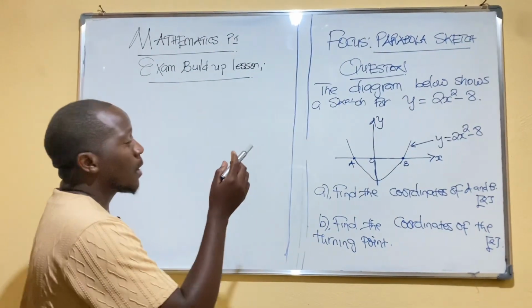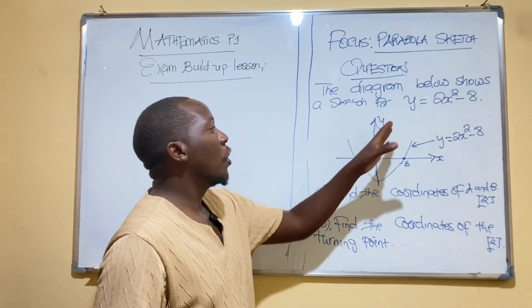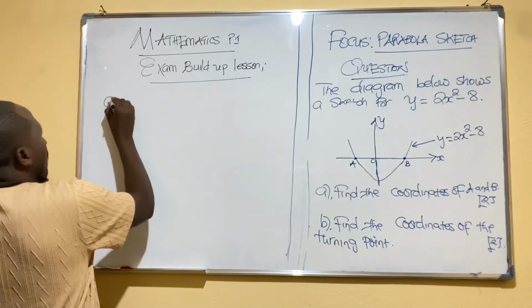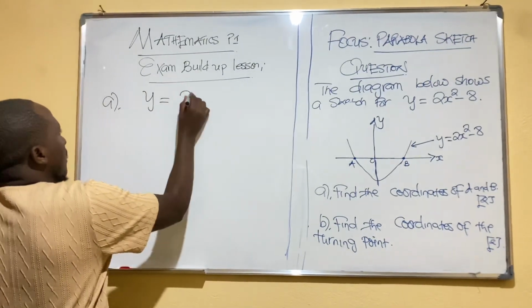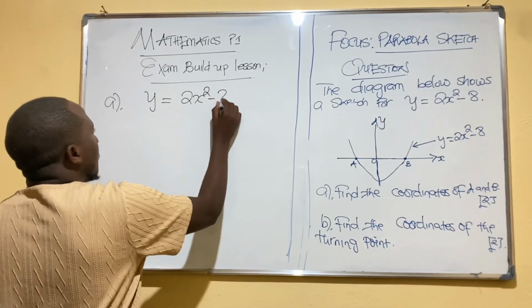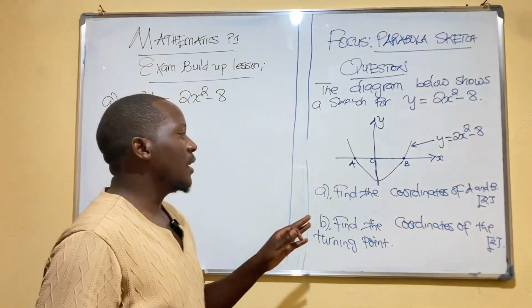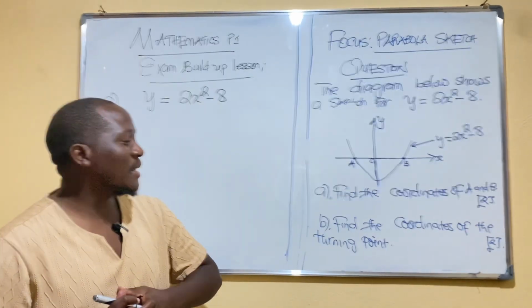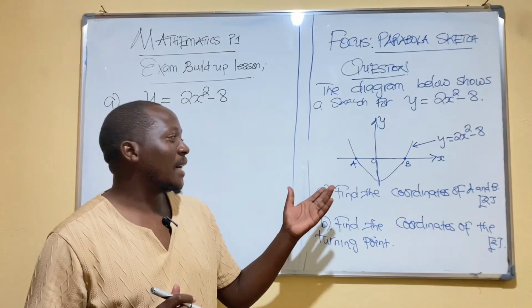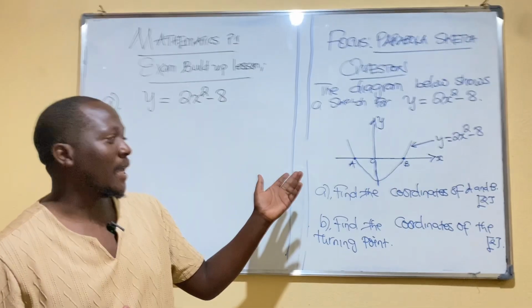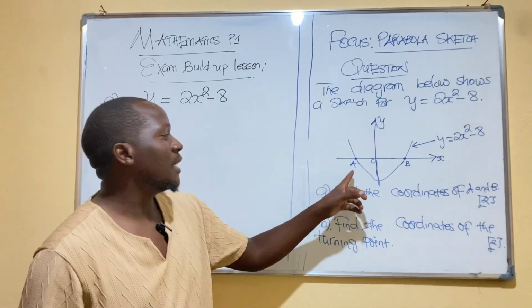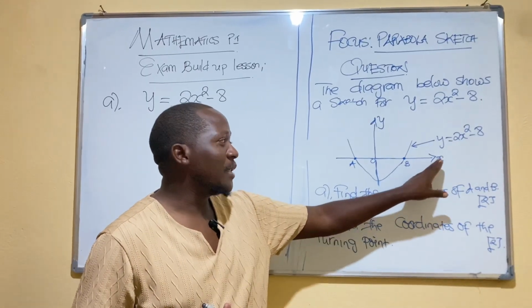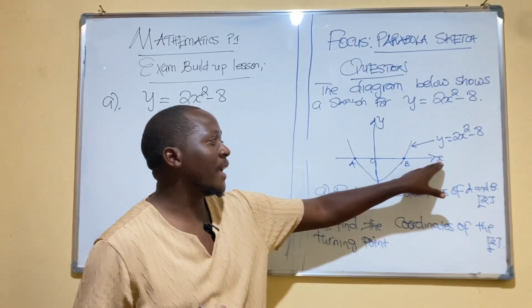So it says the diagram below shows a sketch for y equals 2x squared minus 8. So here we're going to write the equation down: y equals 2x squared minus 8. So find the coordinates of A and B. It's very important to simply detect in what axis the coordinates A and B are being displayed. So A and B, representing the unknown coordinates, are being displayed on the x-axis.